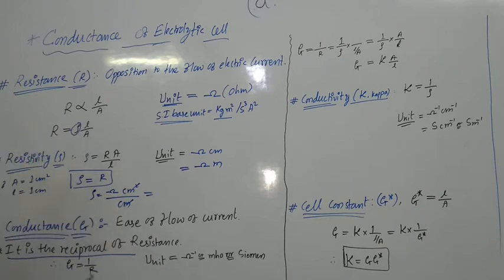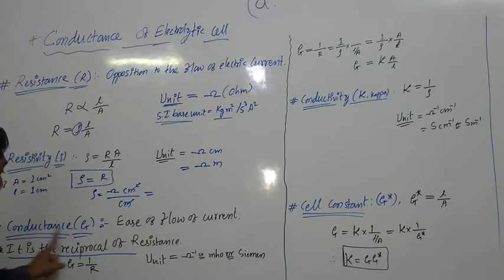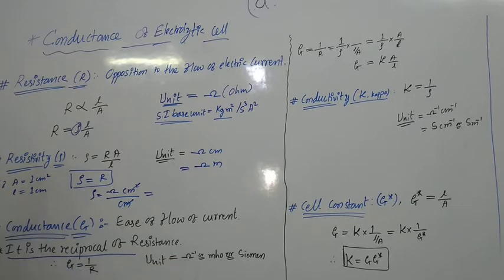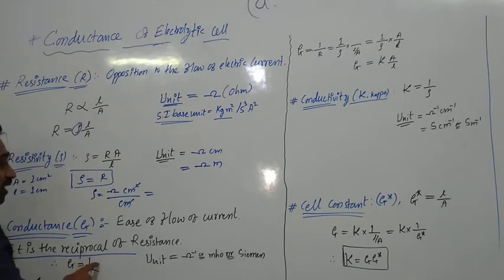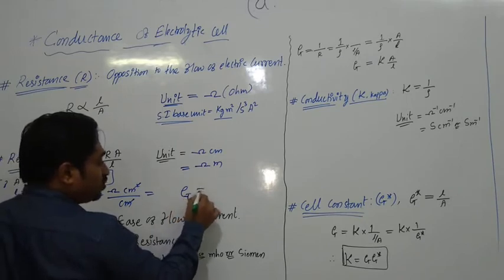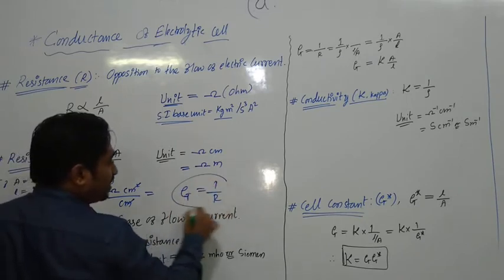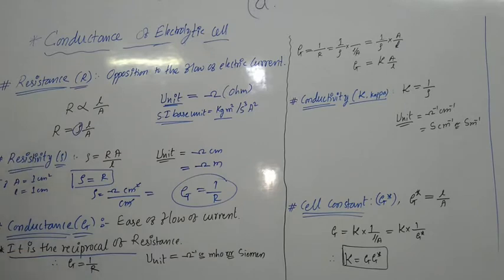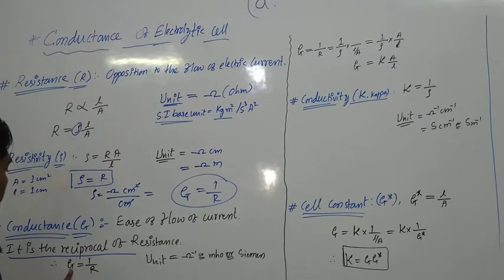Conductance is the reciprocal of resistance. So we can write G is equal to 1 divided by R. Here G means conductance, which is equal to 1 divided by resistance. So it is the reciprocal. Now, what is the unit of conductance?